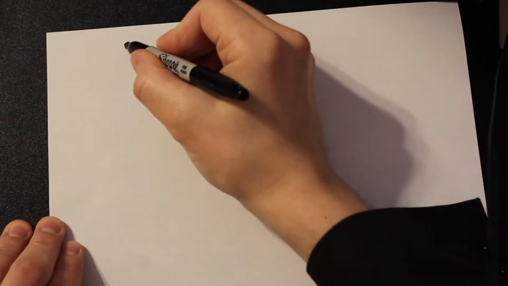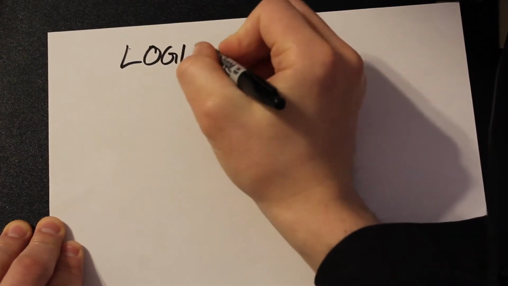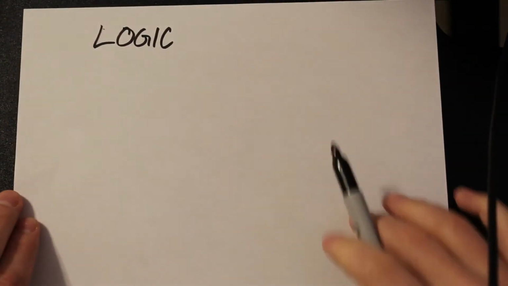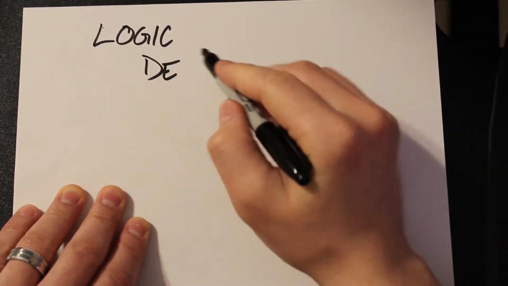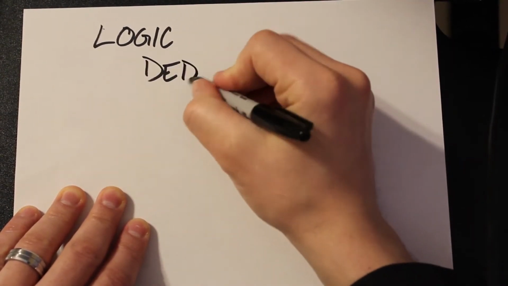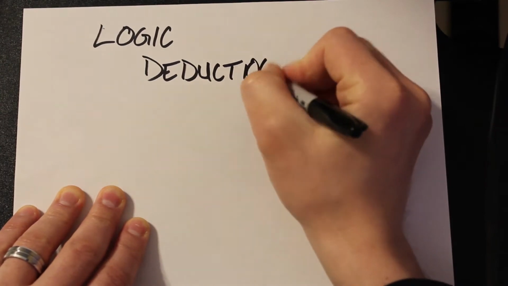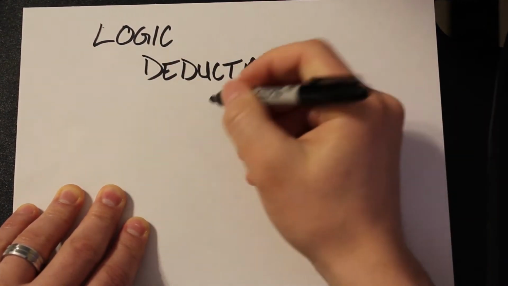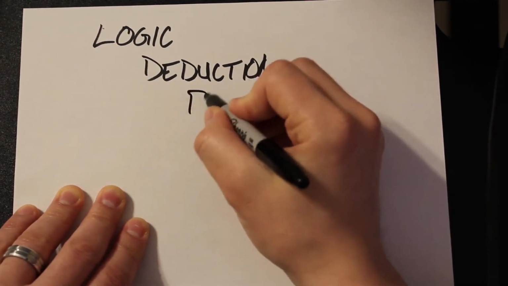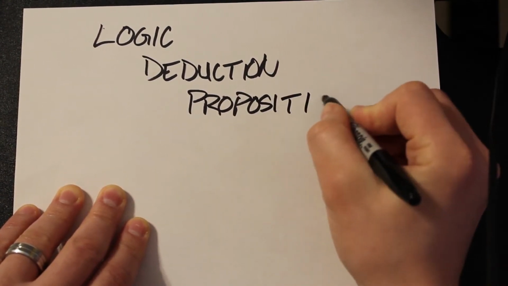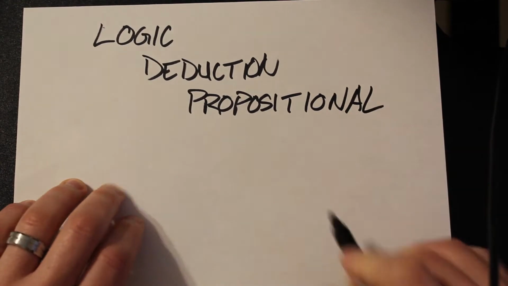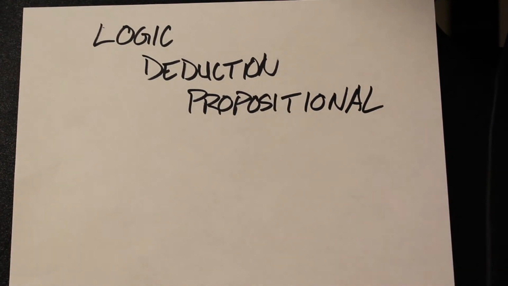To take a look at what we've been doing here, we've looked at logic and a subsection. If logic is considered to be just reasoning, then a subsection of that would be deduction. And a subsection of deductive logic would be propositional logic. So we'll take a while before we get into categorical logic. So right now we're talking about propositional logic.